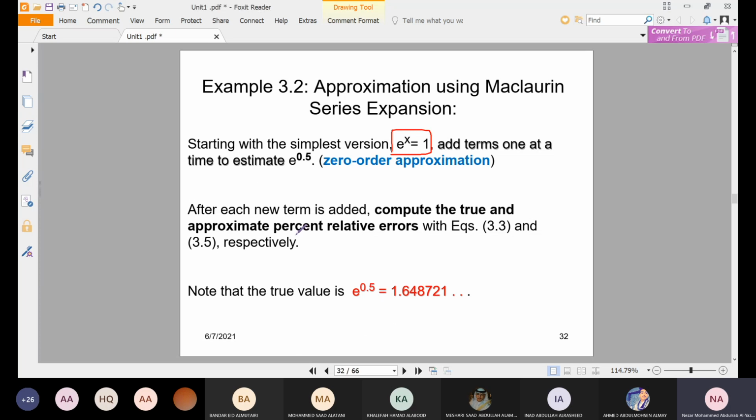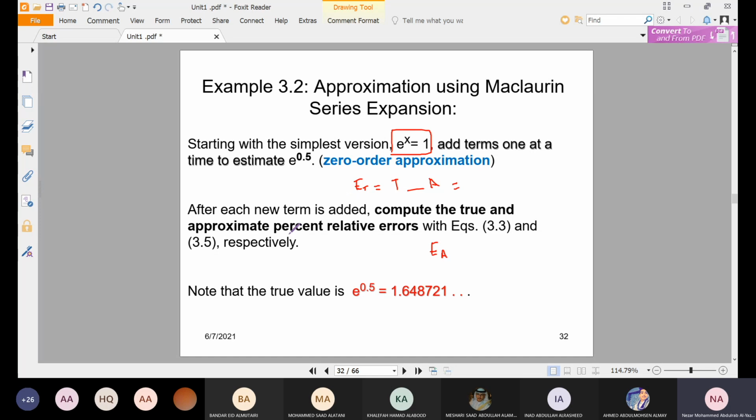Okay, Shabab. So here, this is my first trial, my first step. I use only one term, or we call this zero order approximation. So I find the value of exponential x equal to 1. So in this case, the true error I can compute. This will equal the true value minus my approximation. After that, I will compute the error. This is the true error. The approximation error I cannot compute in the first step because I have only one estimation.